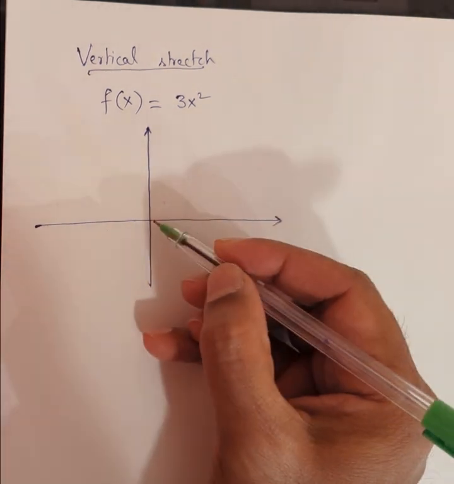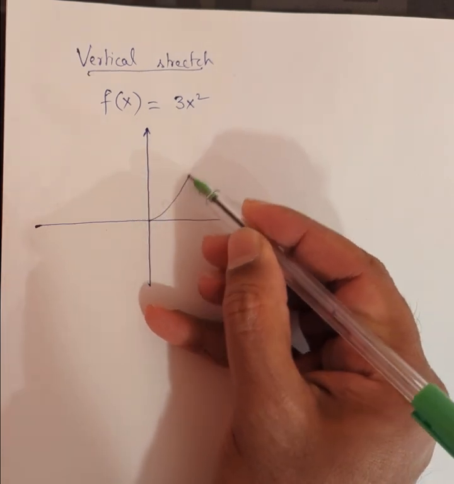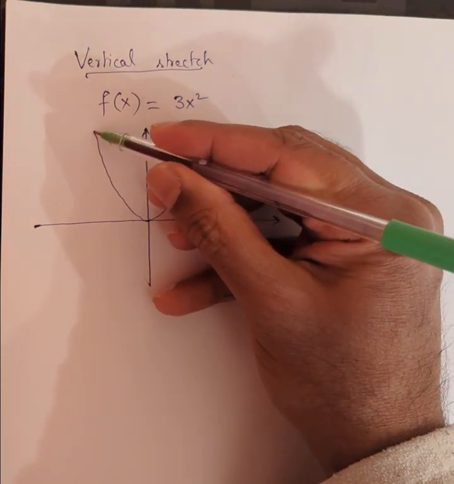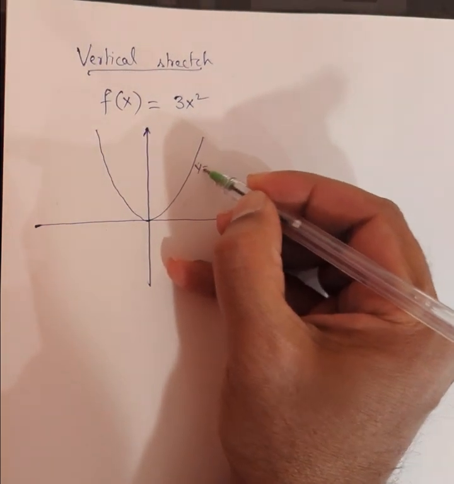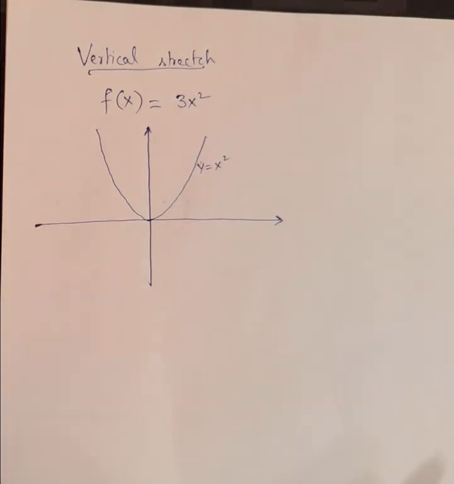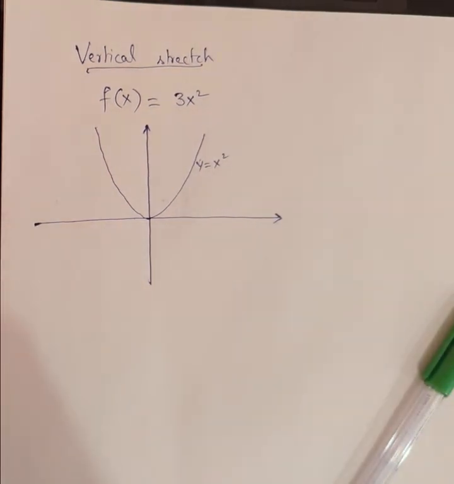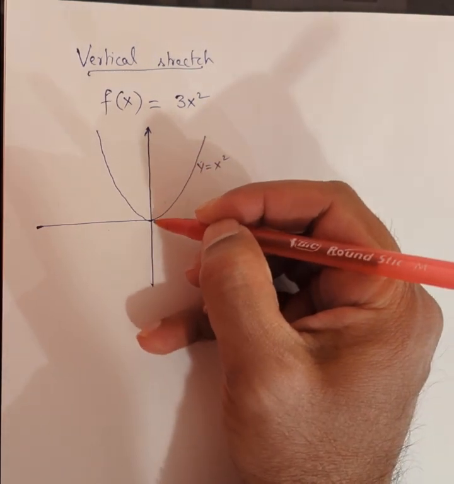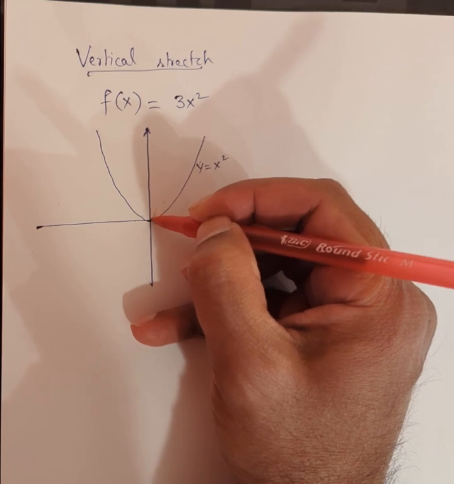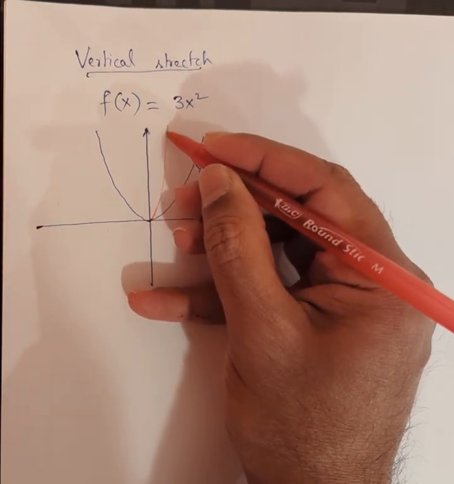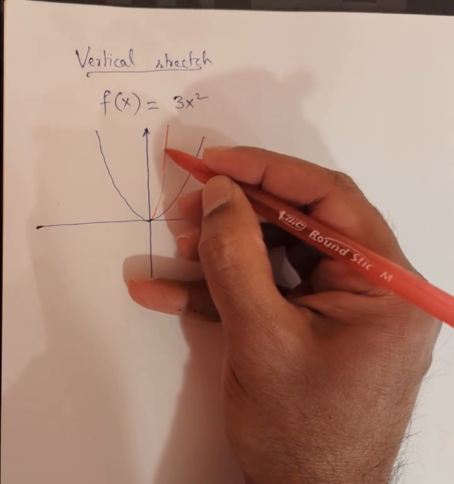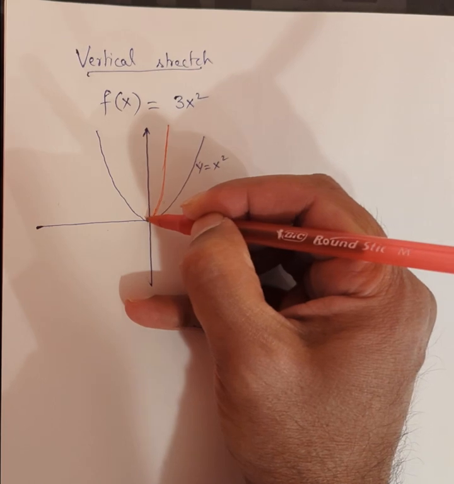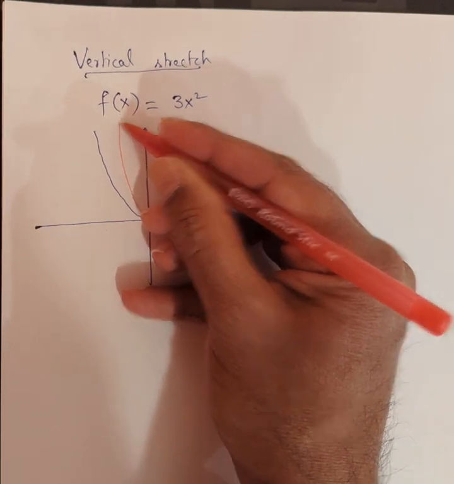So let's go ahead and draw the old y equals x squared graph. So this is the graph of y equals x squared, or f of x equals x squared. Now, what the 3 does is it brings the graph closer to the y-axis. So you say that the graph gets stretched vertically by a factor of 3. And how do you address that factor of 3?